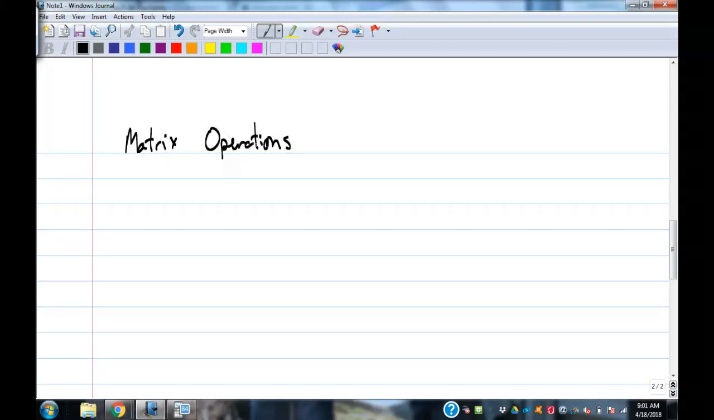Some of these I do by hand. Some of them I do with the calculator. They can all be done in the calculator, but not necessarily advantageous to do any of them in the calculator if you can multiply without a calculator. Okay, the first operation we're going to talk about is scalar multiplication.